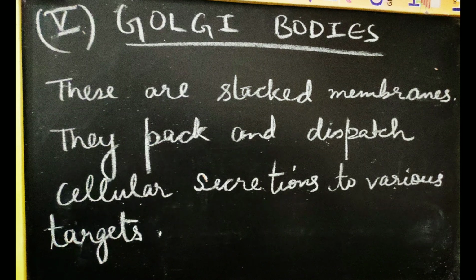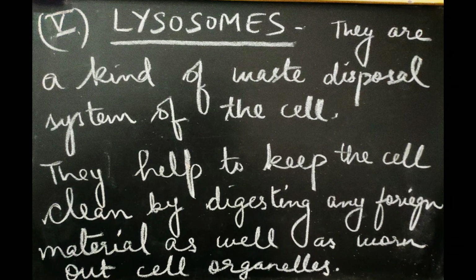The next cell organelle that we are discussing are the lysosomes. They are a kind of waste disposal system of the cell, and they help to keep the cell clean by digesting any foreign material as well as worn out cell organelles also. Therefore, lysosomes are also known as the suicide bags of a cell.